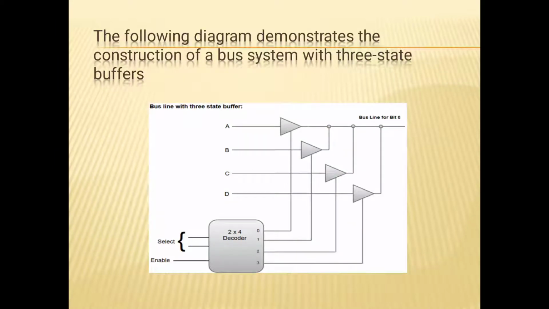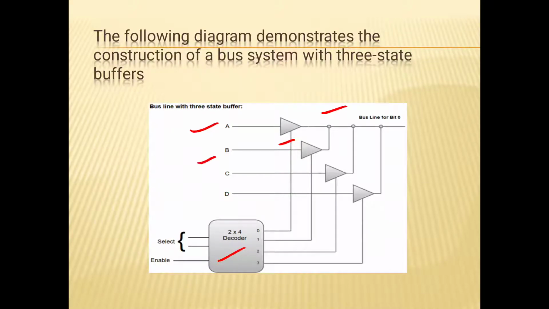Now the following diagram demonstrates the construction of a bus system with three-state buffers. We have a 2-to-4 decoder. It means 2 input lines and 4 output lines: 0, 1, 2, 3. We connect all these lines through the tri-state buffers. In each, A is a normal input, any content of register A, and y is the normal output, and this is a control signal which is connected with the 0 output.